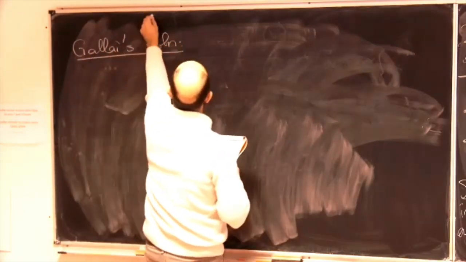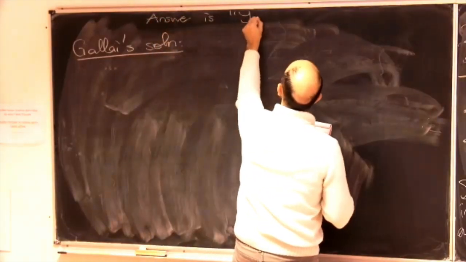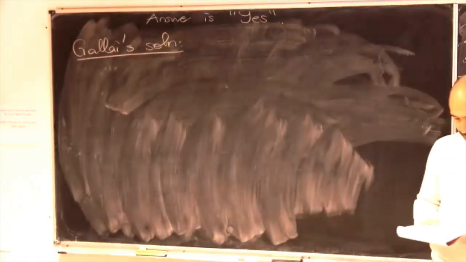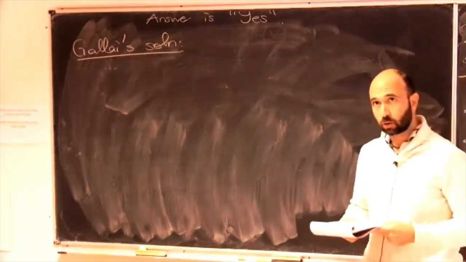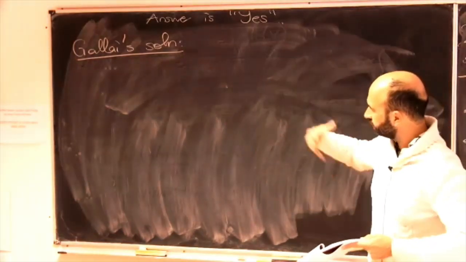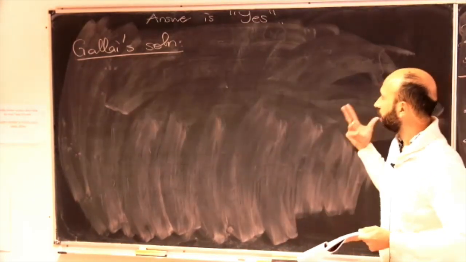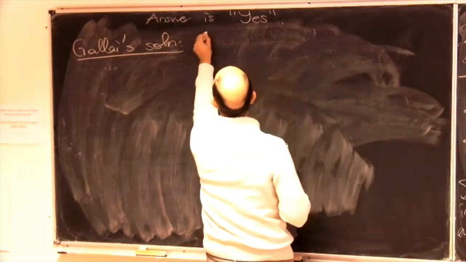So the answer is yes. So how to prove this? So more or less all the first group of proofs that I'll present are contradiction proofs. So suppose not. So suppose there is no ordinary line.